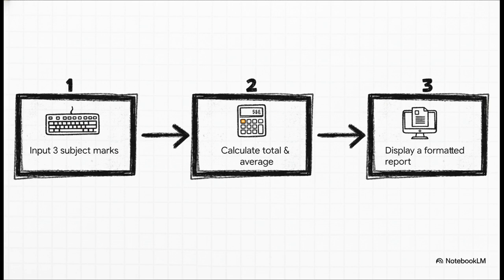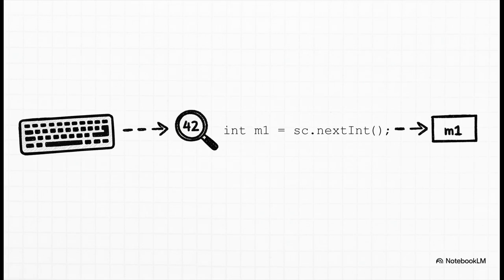First, get 3 scores from the user. Second, do a little math to calculate the total and the average. And third, display a nice, clean report back on the screen. First things first, we need to get the input from the person using the app.